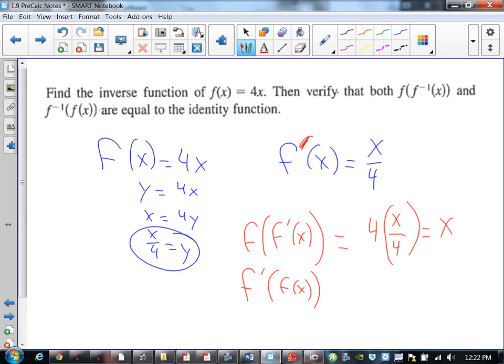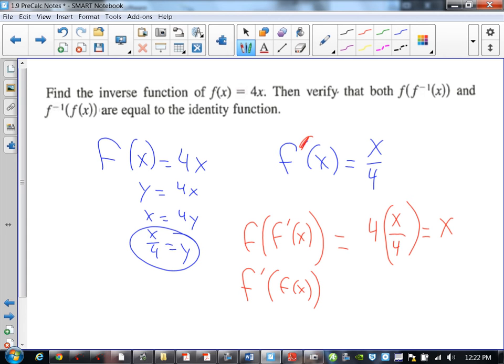Yes, sir? So will it always equal x no matter what the inverse? If they're inverses, yes. If they don't, double check your math. You might have written down -4 instead of +4, or something like that. That's fine, but they should verify out.